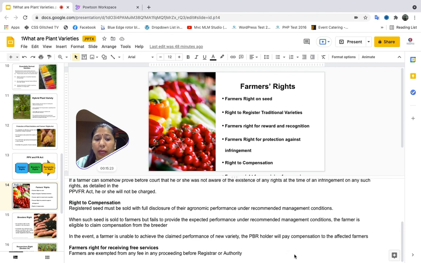Now the third one, the last one, is farmers' right for receiving free services. Now farmers are exempted from any fee or any proceeding before the registrar or the authority. So there are six rights which a farmer has under farmers' right of PPV and FRA.